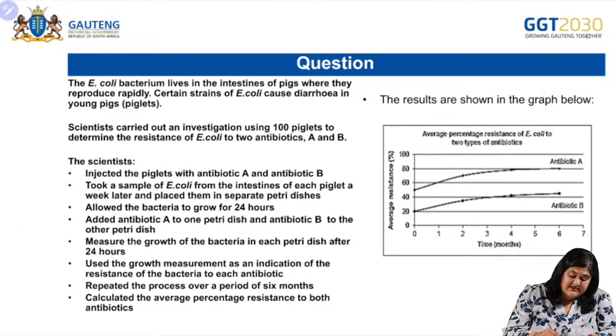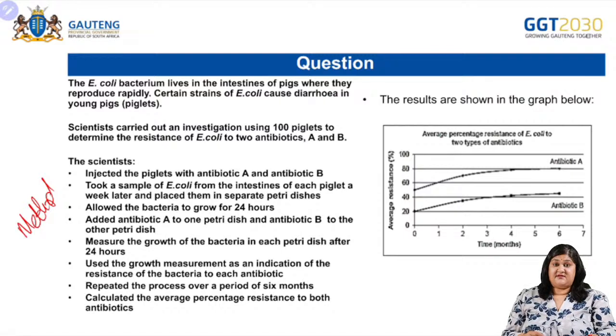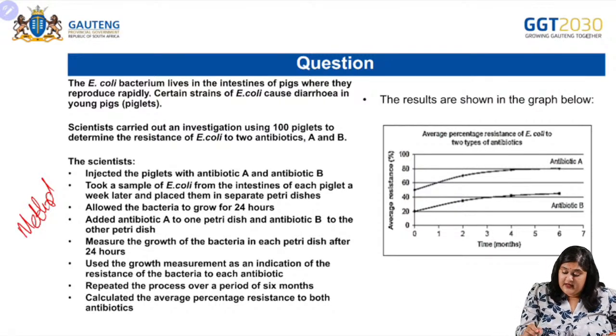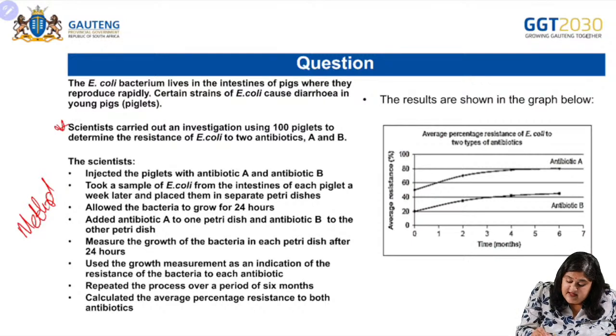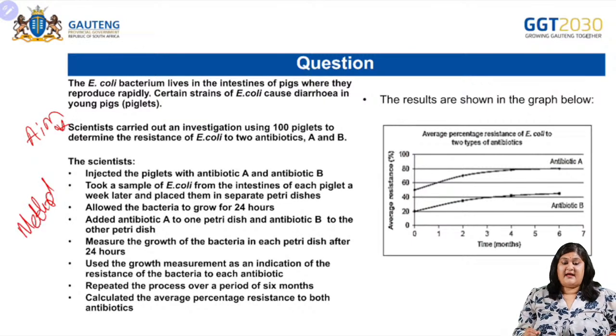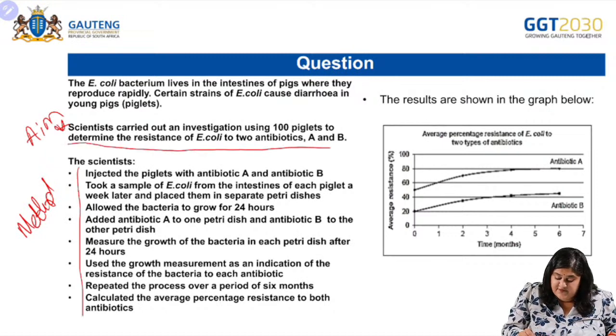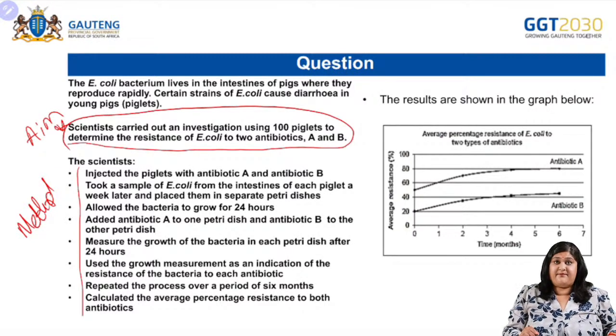Now, I want to bring your attention to this over here: what the scientists did, that is the method. Okay? And then I want to show you that here we have a sentence over here. This sentence is the aim. The aim of the investigation. I'm not sure if you can see there. This part is the method, and this sentence over here, this is the aim.